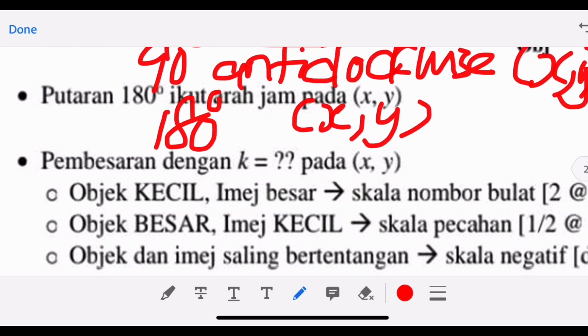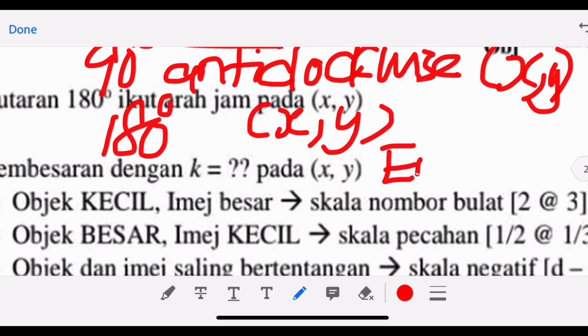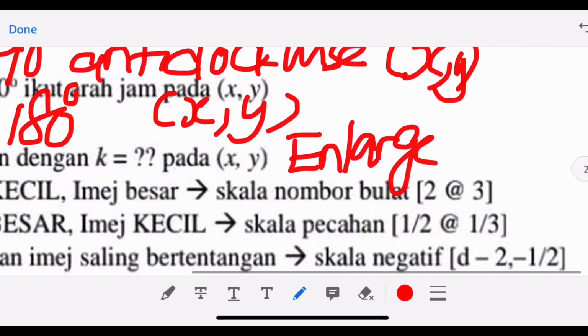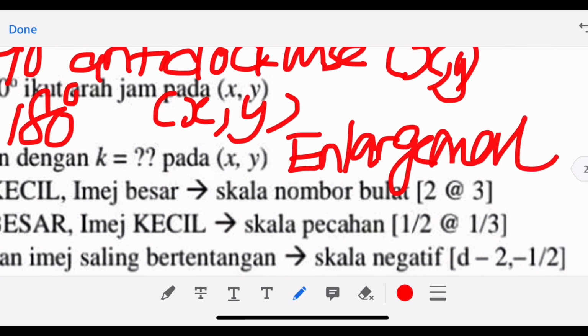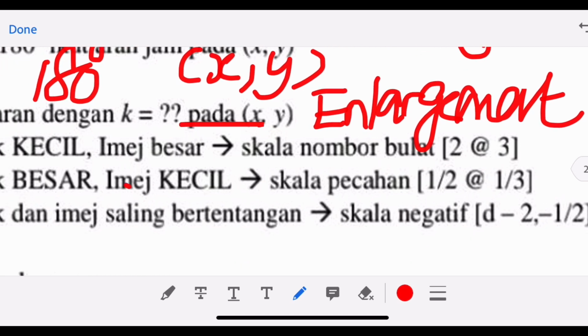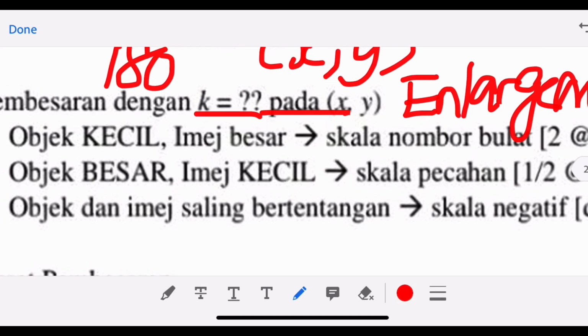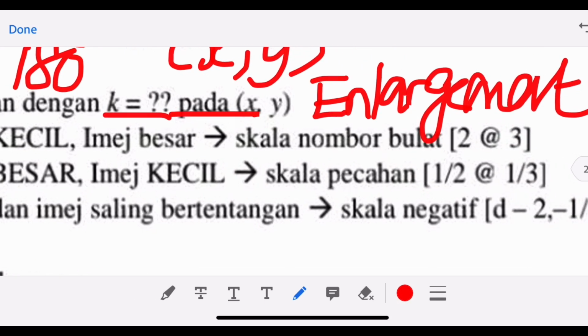And finally, we have enlargement. For enlargement, we have the scale factor. You have to spell in full, enlargement, so make sure you write the enlargement with the correct spelling. And then you have to write the scale factor. You are not allowed to write K, you have to write scale factor, and then you have to write the center in point form.